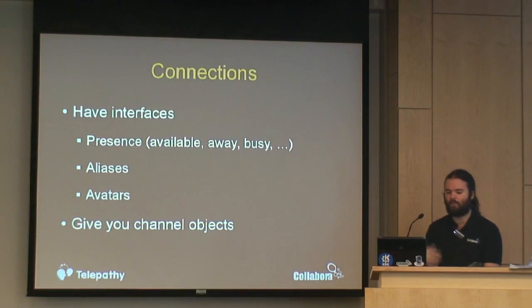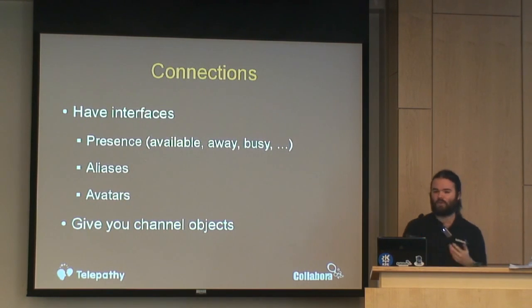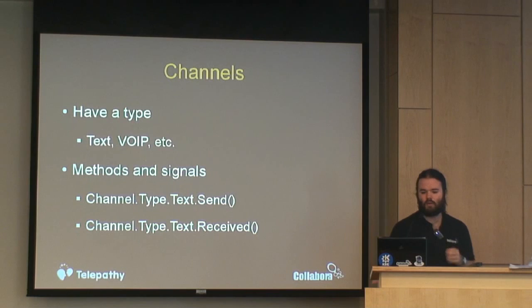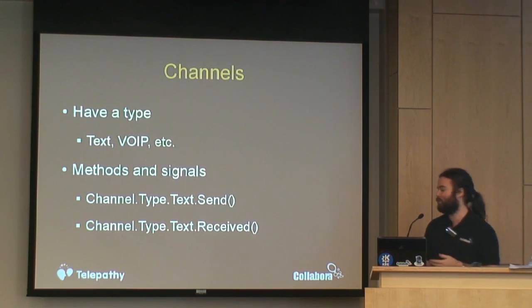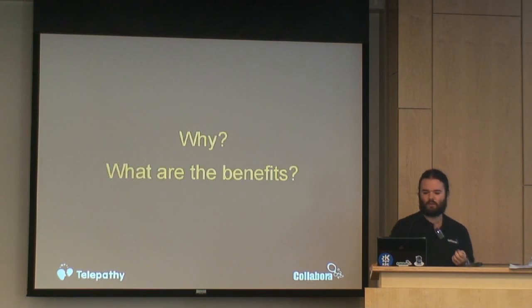Connections provide over dbus these interfaces for presence, aliases, for instance, avatars, and they give you the channel object. Channels have types. You have a text channel for your standard instant messaging. You even have the user list as a channel, VoIP, and then the channels, depending on their type, have different methods and signals, so sending text, receiving text.